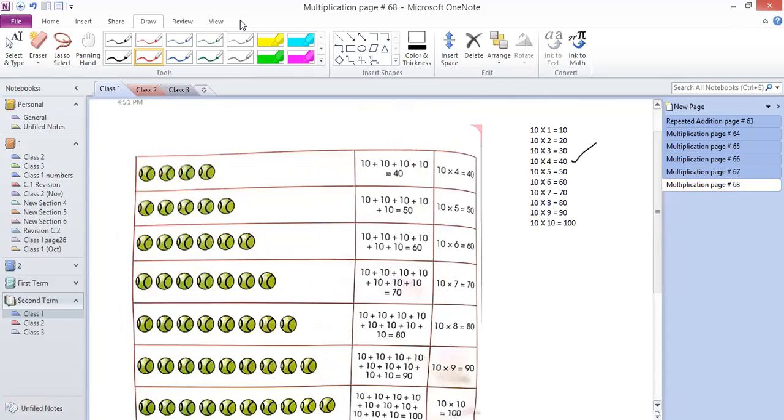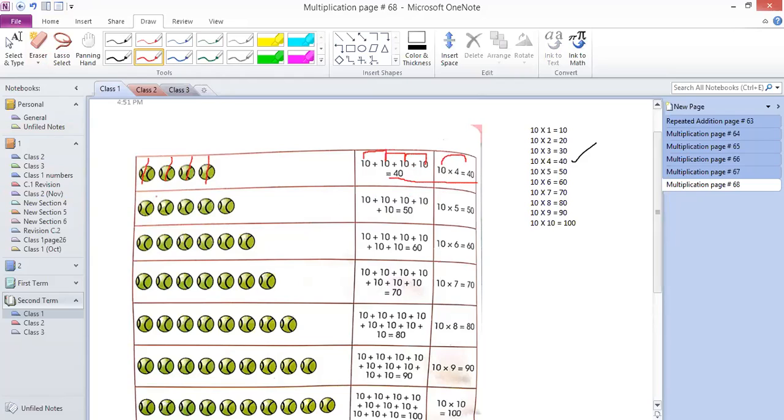Let's read it further. Here, how many tens are there? 1, 2, 3, and 4. So there are 4 tens. So add 10 4 times. 1, 2, 3, 4. Or just multiply 10 by 4. In both ways, we will find the answer, that is 40. 4 times 10 equals 40. So that means the total number of objects are 40.